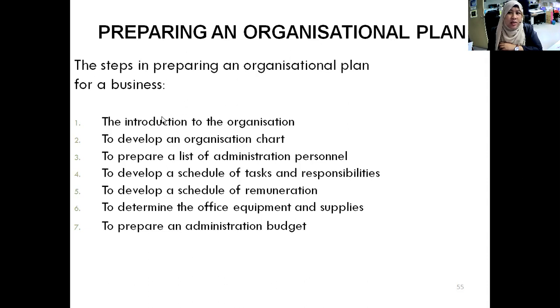So as you can see from here, we have how to prepare an organizational plan. Number one, we have a few steps in preparing an organization plan: the introduction to the organization, to develop an organization chart, to prepare a list of the administration personnel, and to develop a schedule of tasks and responsibility. And number five, to develop a schedule of remuneration. This one I will teach you how to calculate this remuneration cost, and to determine the office equipment and supplies and to prepare an administration budget.